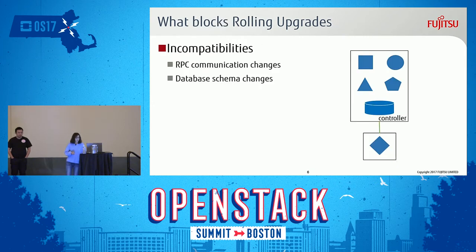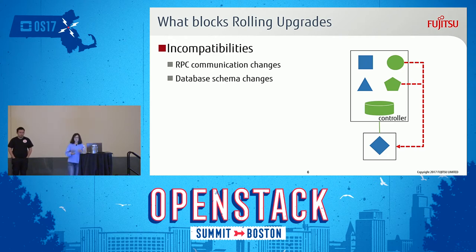So why don't we just have rolling upgrades by nature? I mean, what blocks us from having it? The reason is that while we are doing the rolling upgrade, we will end up in a case where we have both old code and new code running at the same time. And if this happens, in the OpenStack world, as a distributed system, the communication between services inside a project is done in an RPC manner.